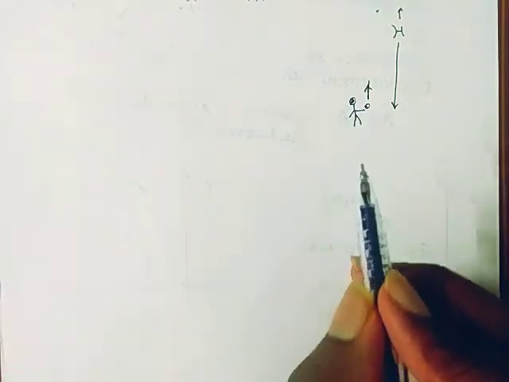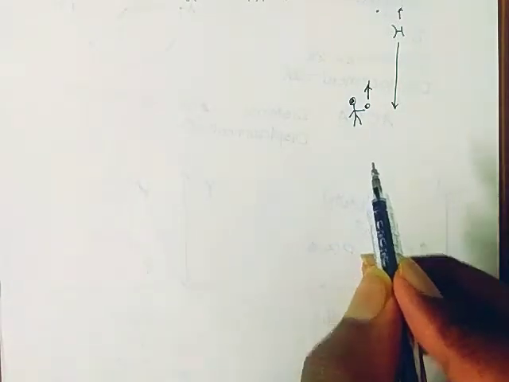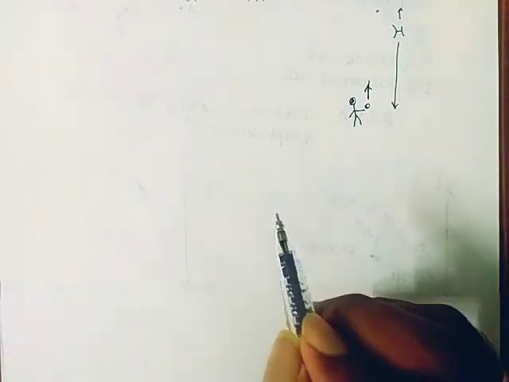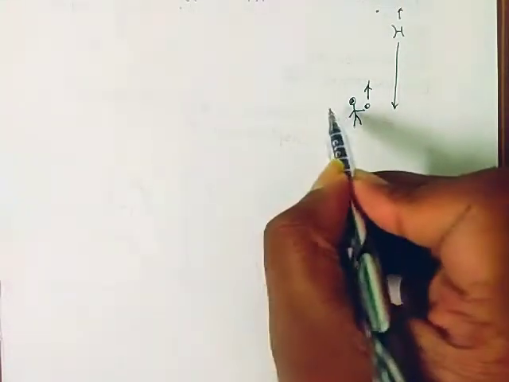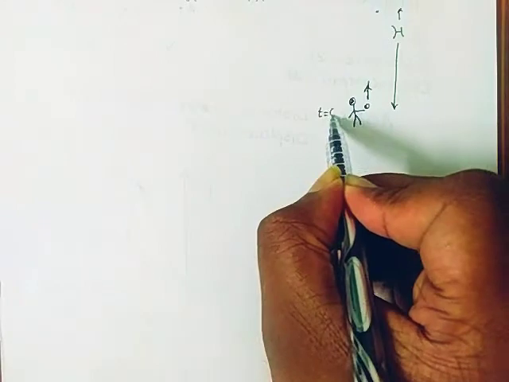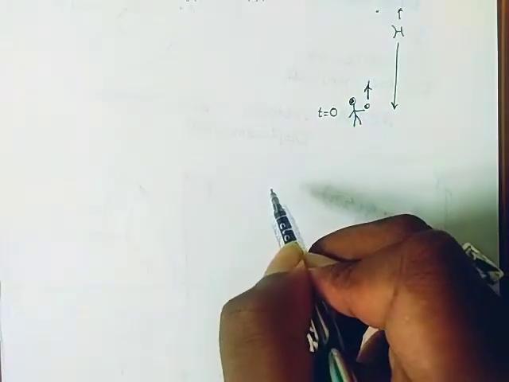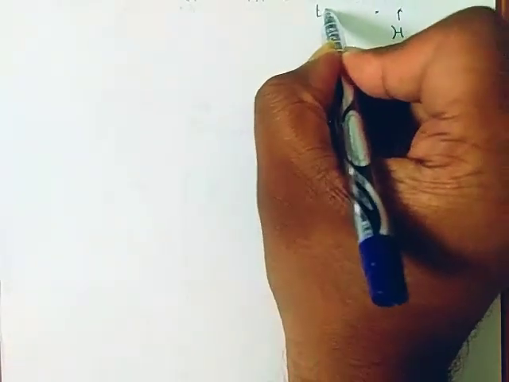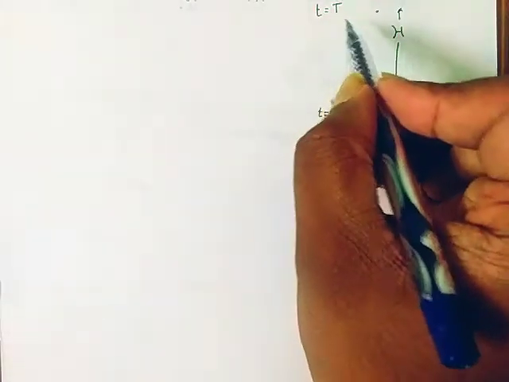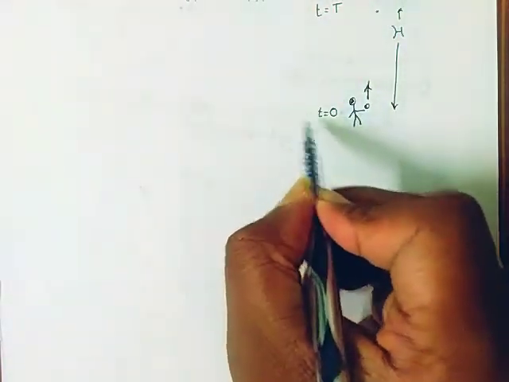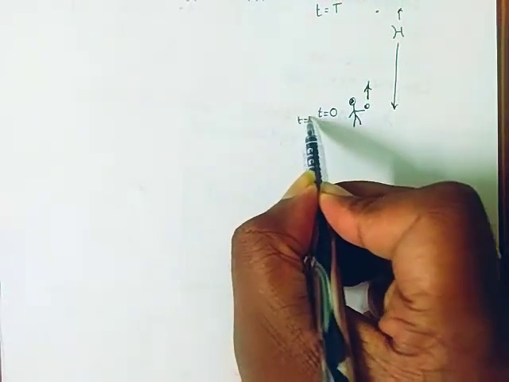But if I want to look at each and every step, then at t equal to 0, the ball is here in his hand. At t equal to capital T, it reaches here, and when t equal to 2T, he again catches this ball.